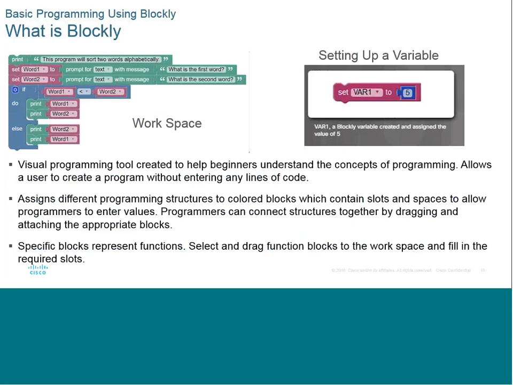You are not writing lines of code, as you can see here on the screen. This is a block: set variable 1 to 5. The variable 1 is there, set is there, and we have the value 5. We can change the value 5. Similarly here, set word 1 to prompt for text with this message. What is the first word? Instead of writing a statement, we are just joining the blocks here in this workspace.